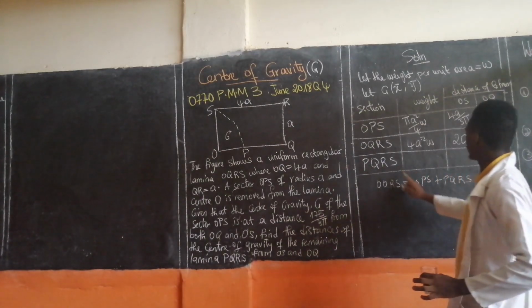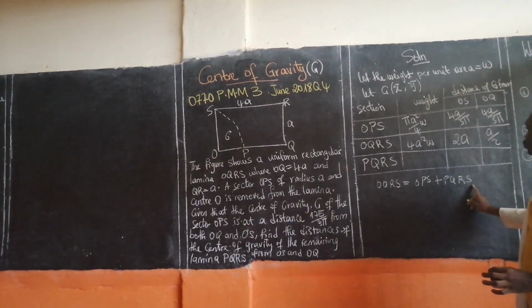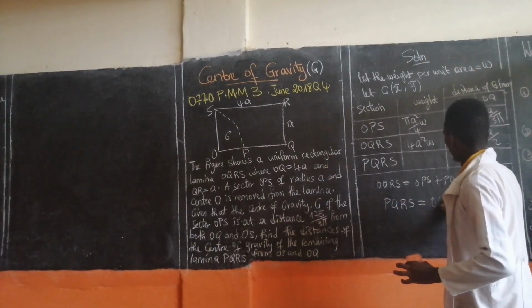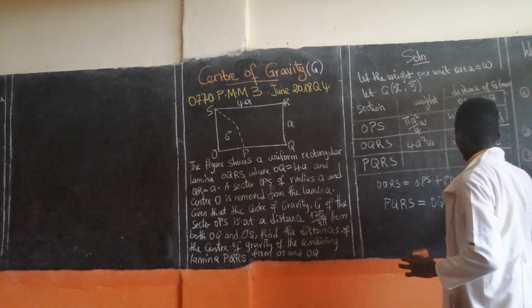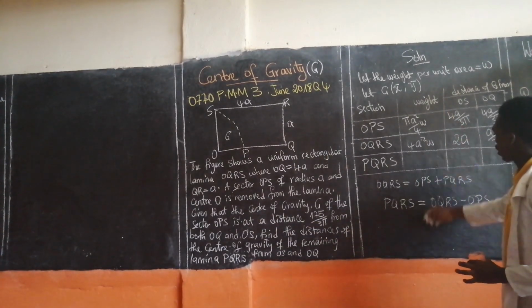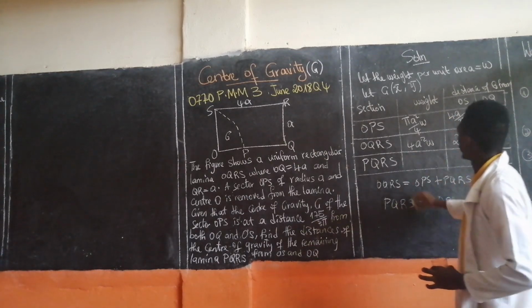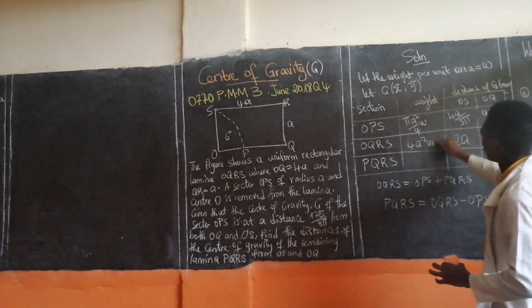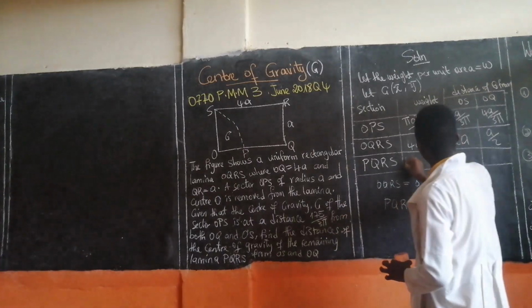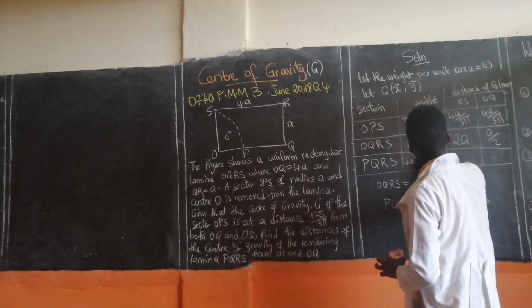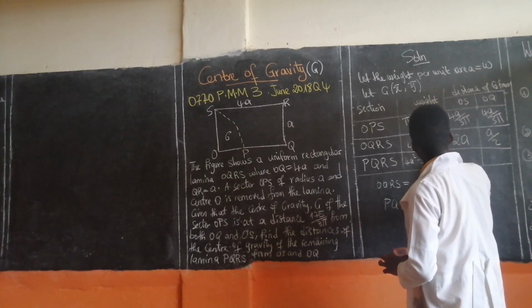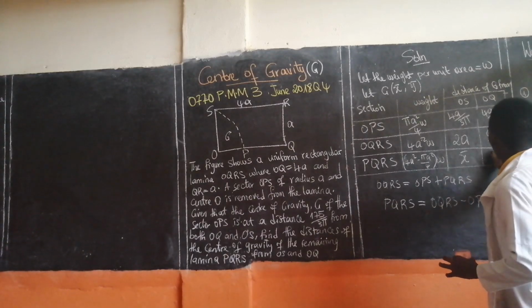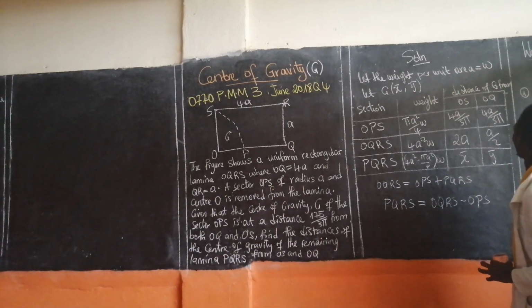Now we have that PQRS is OQRS minus OPS. So the weight of PQRS will be this minus this, that is, 4a² minus πa² over 4, times W. It's going to be at a distance x bar and y bar from OS and OQ respectively.